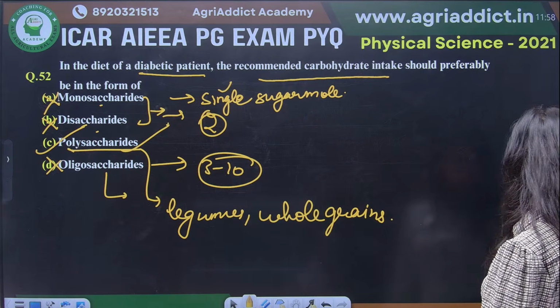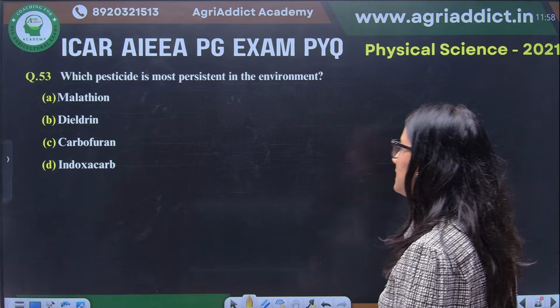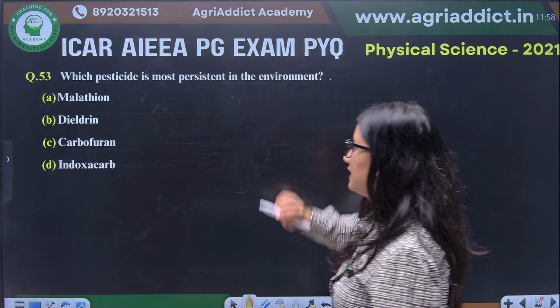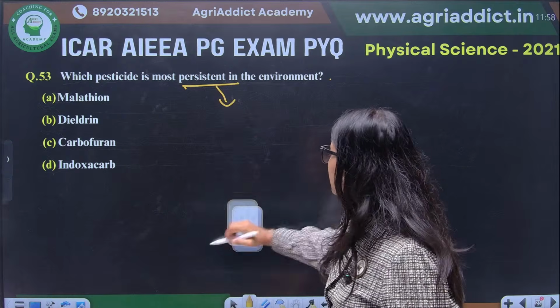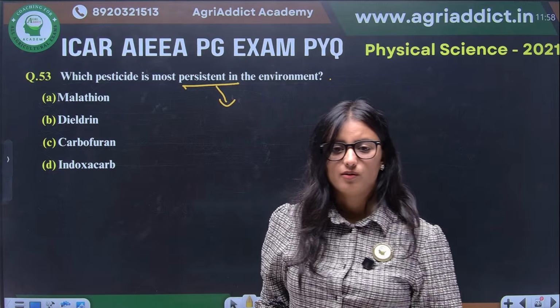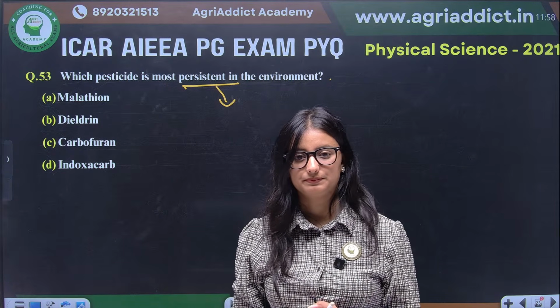Okay, so let's move to the next one. Which pesticide is more persistent in the environment? Persistent means that it remains in the environment for a longer period, degrade नहीं होता है. What is it? Which pesticide?